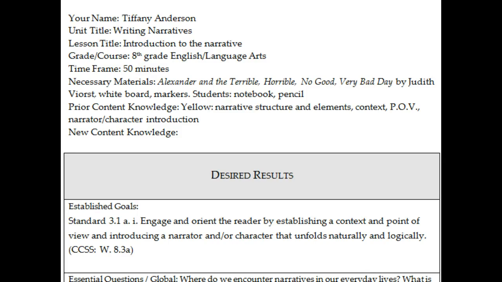To start off, I see that you're tackling an 8th grade standard. You're assuming that the kids already know narrative structure and elements, context, point of view. Yeah, I think that's a good assumption. Your new content knowledge is blank. Make sure you get that piece filled out, okay?